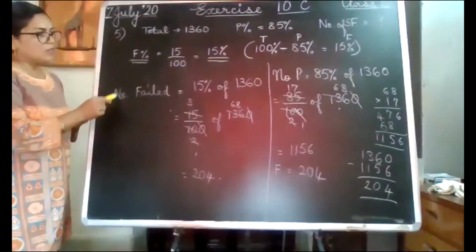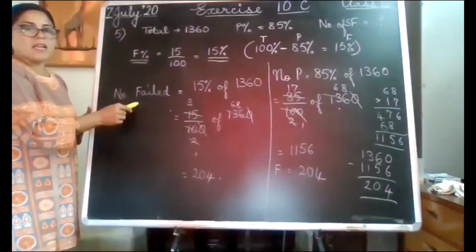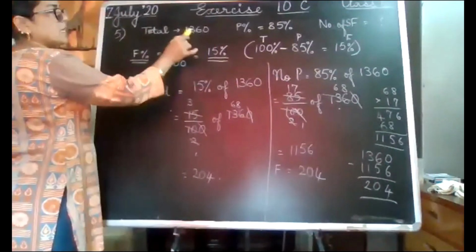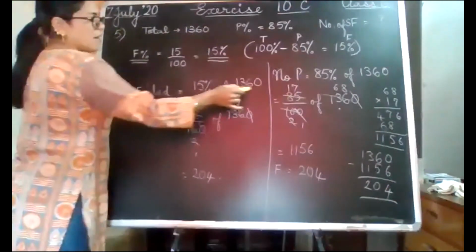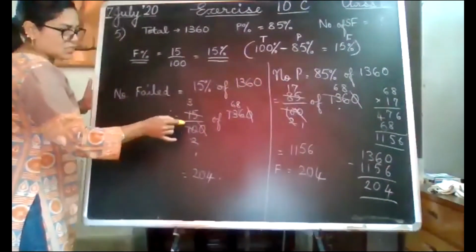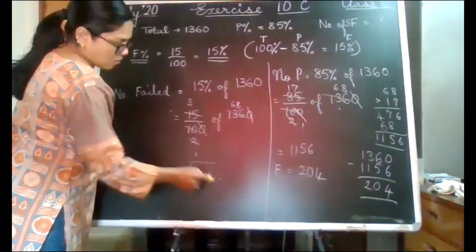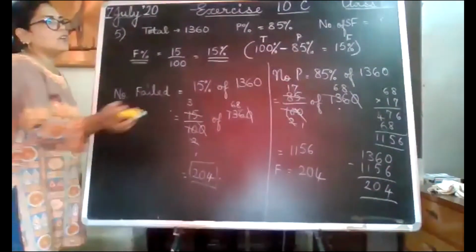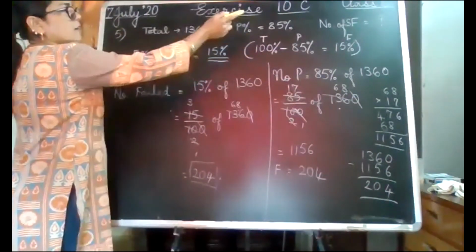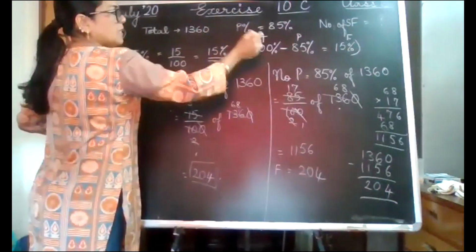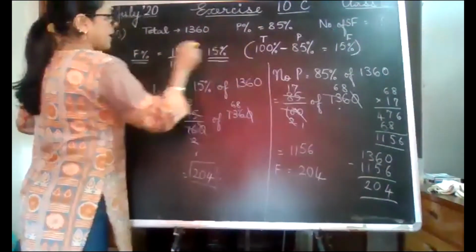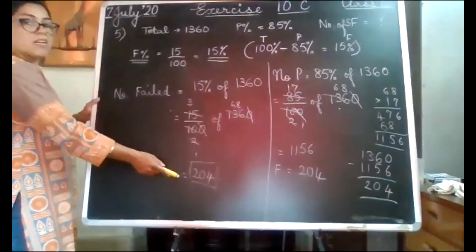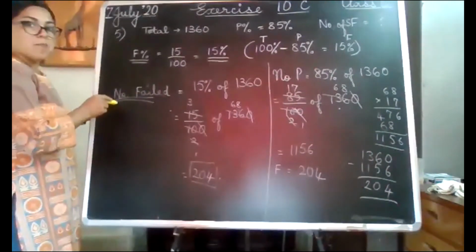Now, with the help of the failed percentage, I simply can find out the number of students who failed. What will I do? I will do 15% of 1360. So, when I solve this 15% of 1360, I'll get 204. So, I will get the number of students who failed. Okay. So, what did I do first? First, I subtracted the passed percentage from the total percentage and I got my failed percentage. And with the help of that percentage, I found out the number of students who failed.